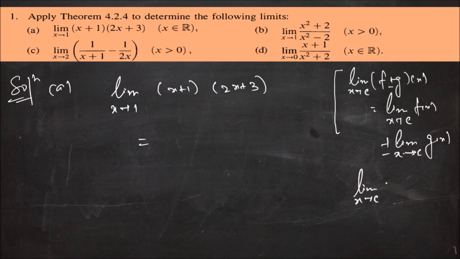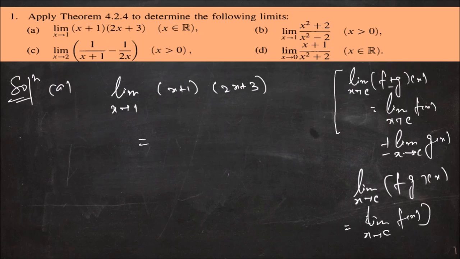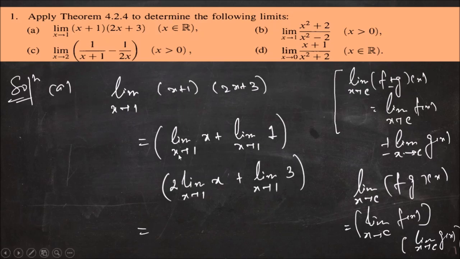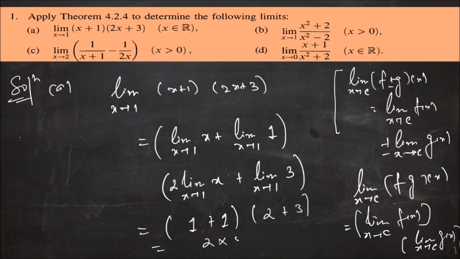Then limit x tends to c of (fg)(x) is equal to, you can take the limit separately, limit f(x) into limit g(x). So we will apply both the results simultaneously. What we will get? We can take the limit inside. So this is limit x tends to 1 of x plus limit x tends to 1 of 1, into limit x tends to 1 of x plus limit x tends to 1 of 3. This limit is 1 plus 1 and this limit is again 1 and constant 3. So this is 2 into 5, which is 10.